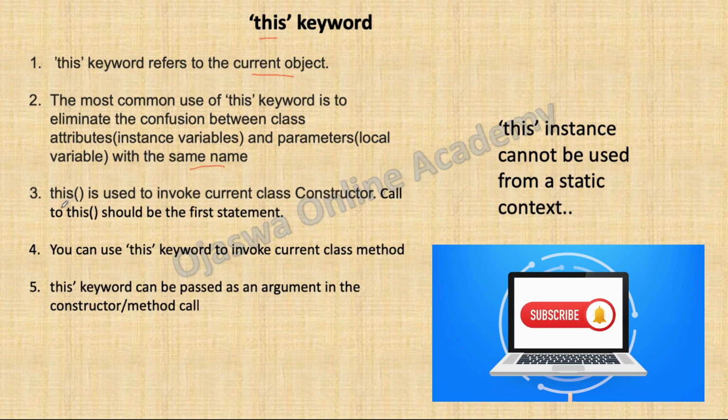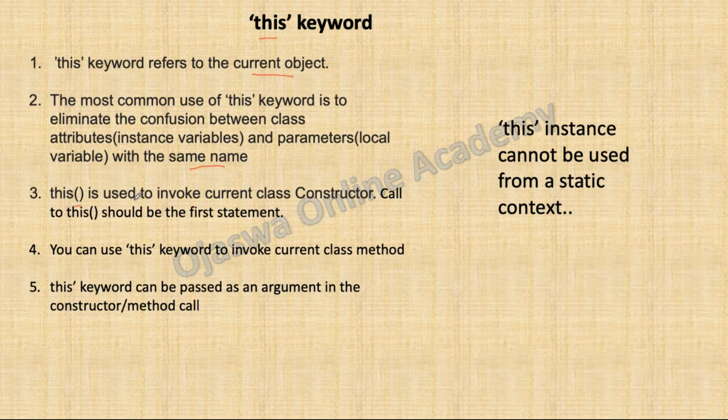Point number 3. This, you can see the parenthesis over here, is used to invoke current class constructor. And the most important thing, call to this should be the first statement when you invoke the constructor. Point number 4. You can use this keyword to invoke current class method. And point number 5. This keyword can be passed as an argument in the constructor or method call.